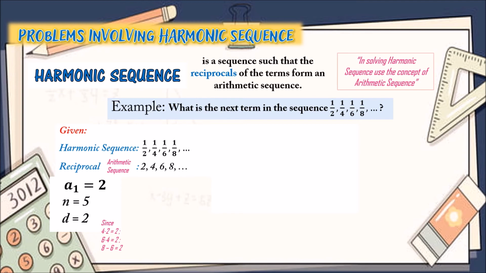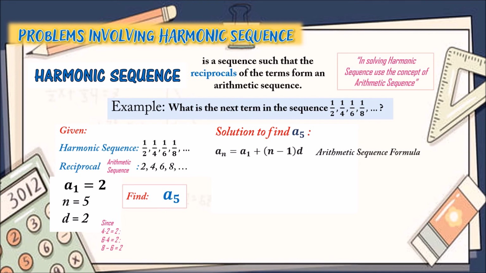Therefore, the value of the common difference d is equal to 2. So, hinahanap natin ang a sub 5 or the fifth term, dahil ang hinahanap sa problem natin is the next term in the sequence. So, for the solution to find a sub 5, we are going to use the arithmetic sequence formula. So, we have a sub n is equal to a sub 1 plus the quantity n minus 1 times d. So, kailangan natin i-substitute ang ating given data sa ating formula.